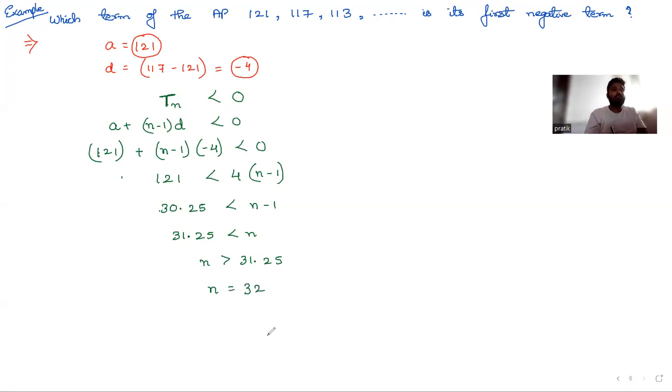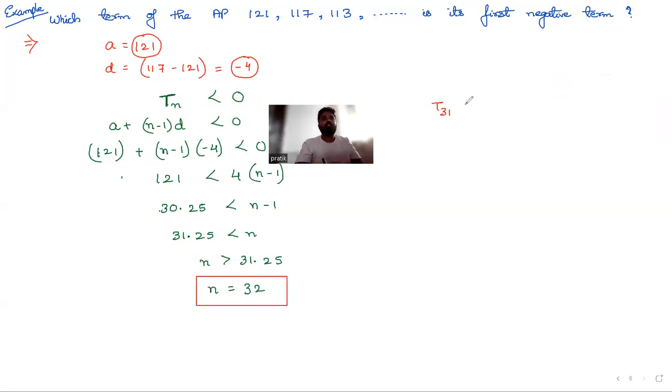But we can't leave it in the inequality form, so we have to give the final answer. Final answer should always be equal to something. So for your confirmation, if you want, always find out the terms. So T31, I'm finding it out for you just to make you understand, is nothing but A plus 30d. So what is A plus 30d? A is 121 plus 30 into minus 4. So this is 121 minus 120.